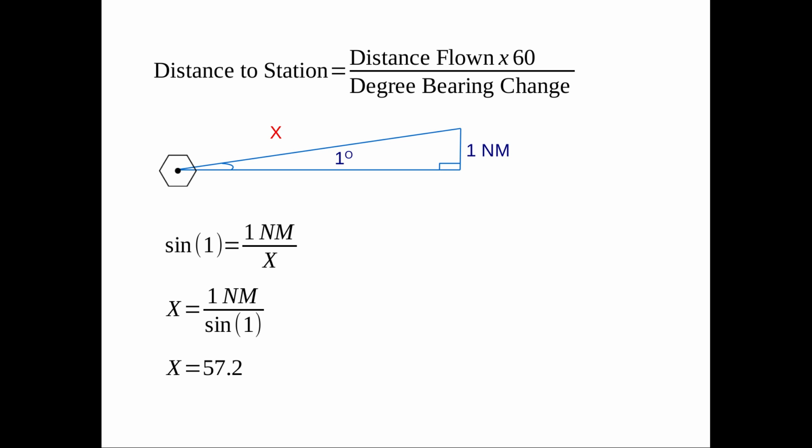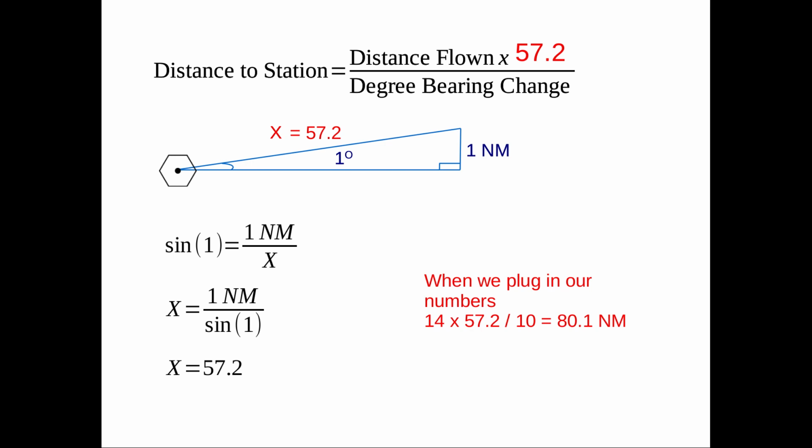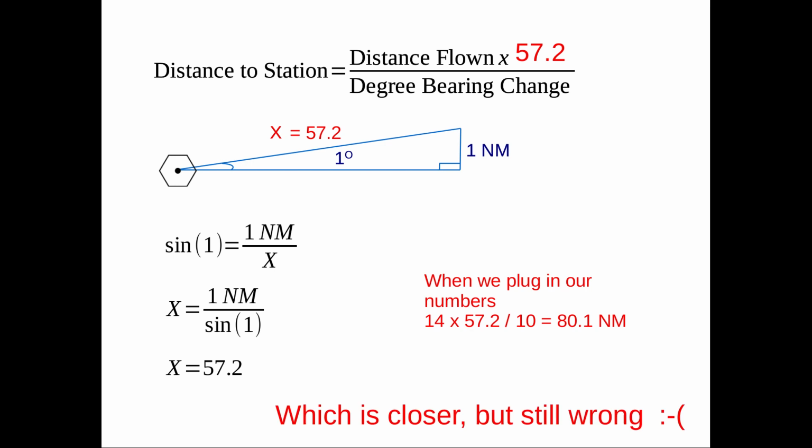So now let's plug the 57.2 in where the 60 was in the FAA's formula, and plug our numbers in and see if we get the correct value. When we plug in 14 nautical miles and a 10 degree bearing change, we get 80.1. Well, 80.1 is pretty close to 80.6, but it's not exactly 80.6. So there's still some approximation going on here. Why not? Or where is it coming from? Let's dig a little deeper.